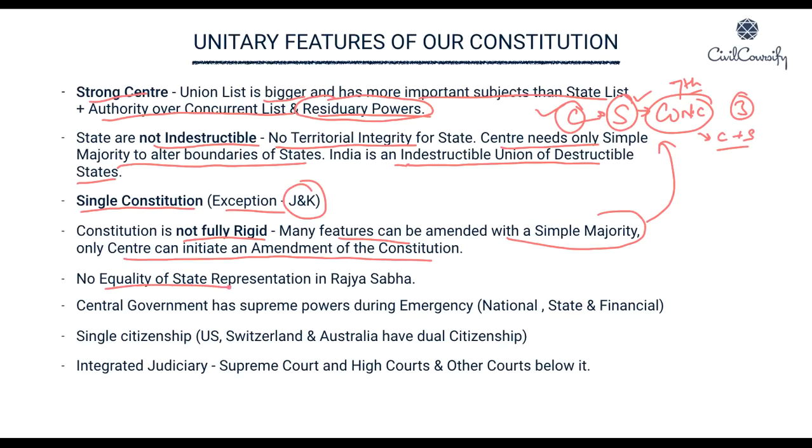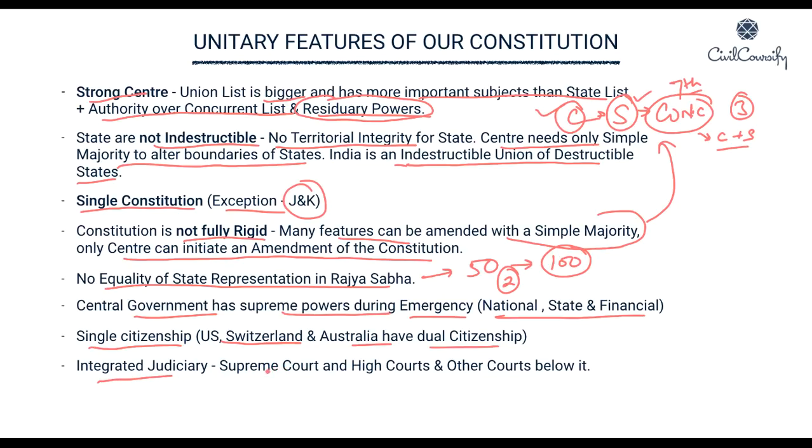Now, no equality of state representation in Rajya Sabha. In Rajya Sabha, the representation for each state is based on the population of that particular state. Unlike the US, where there are 50 states and the legislative body has 100 seats, 2 for each state. So the central government has supreme powers during emergency, national, state or financial emergency. There is a single citizenship, as we are citizens of India and not of any particular state. The US, Switzerland and Australia, however, have dual citizenship.